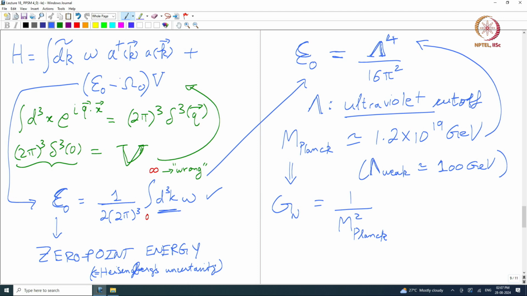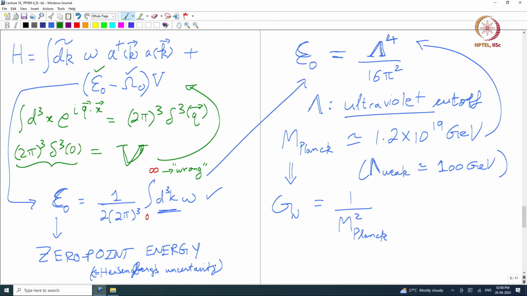We already had a bare term that we had written down when we documented the Lagrangian. In addition to that, I get an E naught term which we interpret as the 0 point energy, correct. The 0 point energy density multiplied by the volume of the space in which you are working, right.